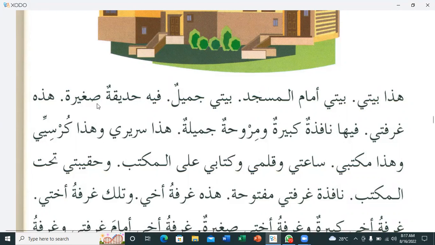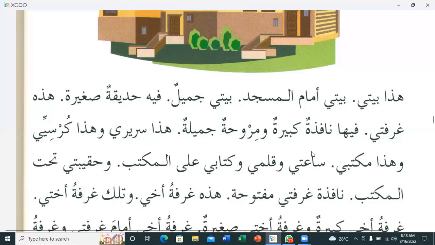Fihi hadikatun sagiratun. Fihi, in it. Hadikatun, garden. Sagiratun, small. Fihi hadikatun sagiratun, in it is a small garden. Hada baiti, baiti amam al-masjidi, baiti jamilun, fihi hadikatun sagiratun. This is my house. My house is in front of the masjid. My house is beautiful. In it is a small garden.